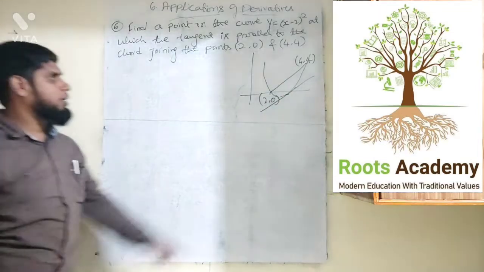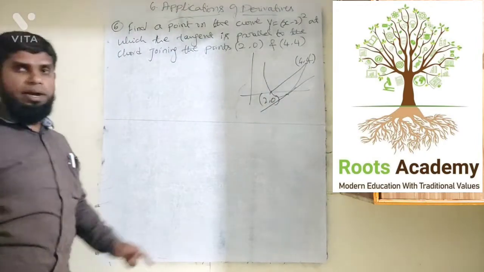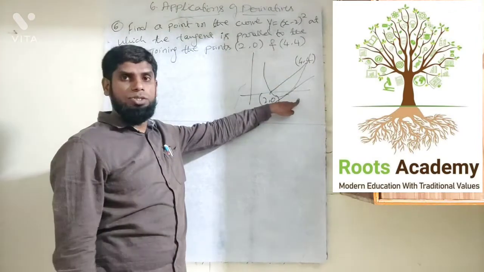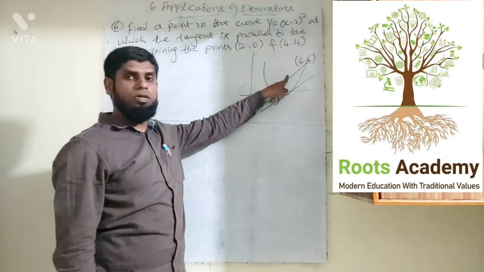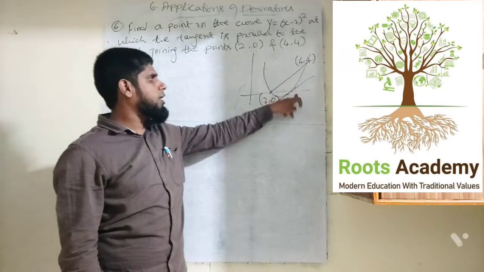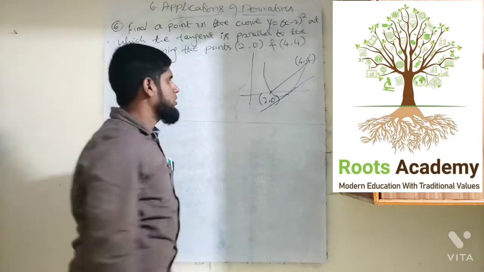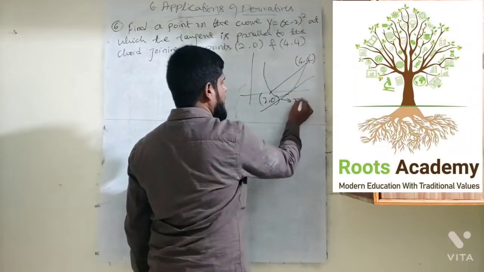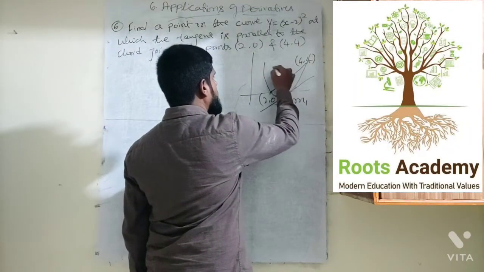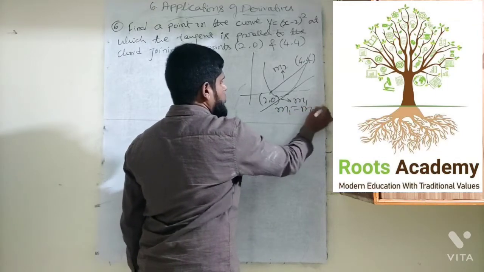Tangent is parallel to this chord. The moment it's said parallel, these two lines, chord is also a line, tangent is also a line. When he said two lines are parallel, then their slopes are equal. This is my slope m1 and this is my slope m2. Here m1 is equal to m2.